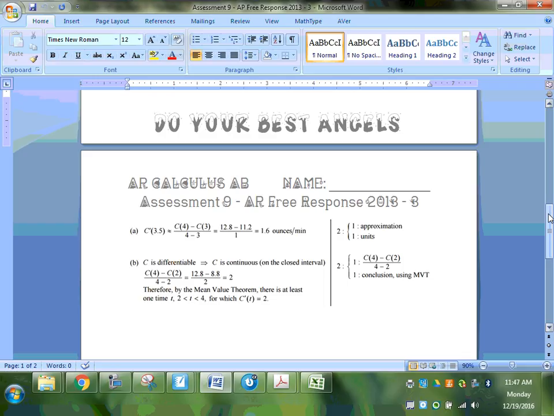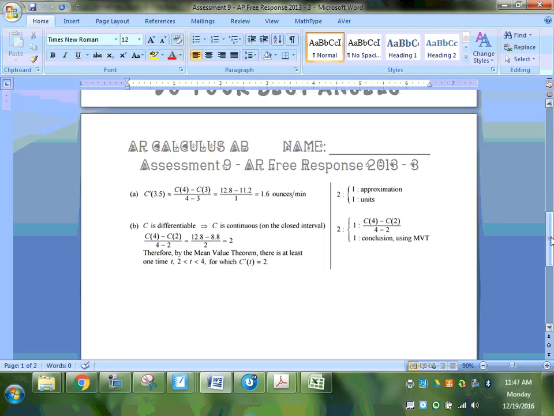Yes. It's continuous on the closed, differentiable on the open. Questions on that? Now, let's bounce over to our notes.